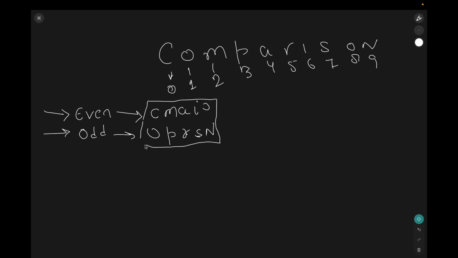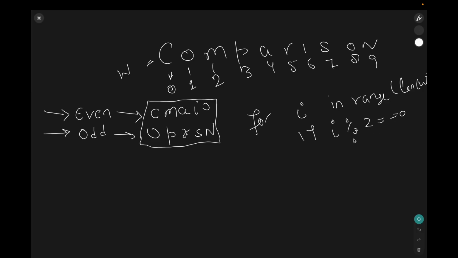If you have seen the last question, you will know this. When we use the for loop, for i in range of the length of this word, let's say this word is stored in W, I will say length of W here, right? Then I'll be checking if i percent 2 is equal to 0, that means this is even, right? Else, that's odd, right? So what we're doing here is something like this.